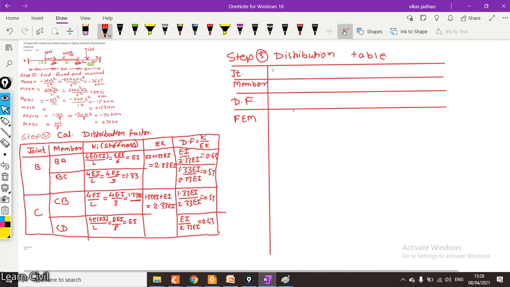So we have joint A, as you can see in this particular figure. Then we have joint B, joint C, and finally joint D. Now for the member, at joint A only one member is meeting, that is AB.